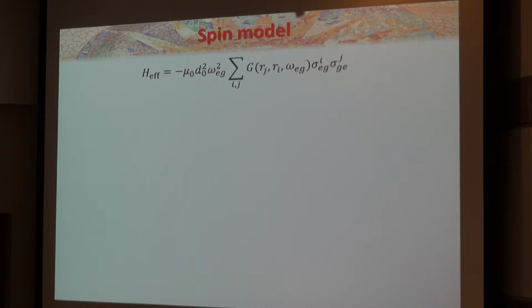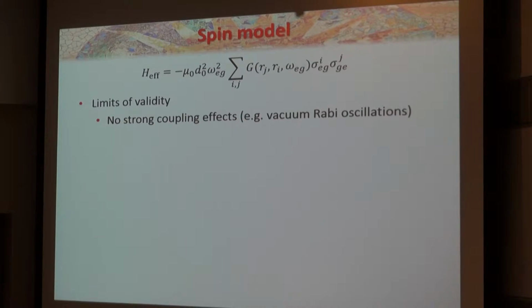Okay, so here's just the spin model again. I should say a little bit about some limits where this spin model breaks down. The first is, I did assume that this electromagnetic Green's function is not changing a lot over the atomic resonance bandwidth. Of course, if you have dielectric structures which themselves are very high Q, that can break down. One easy example is cavity QED in the strong coupling regime, where you can get vacuum-Rabi oscillations. That's not going to be captured by this spin model.